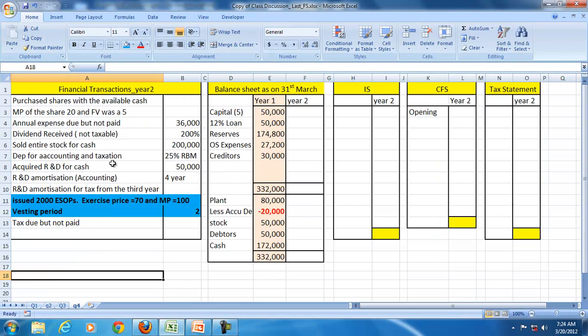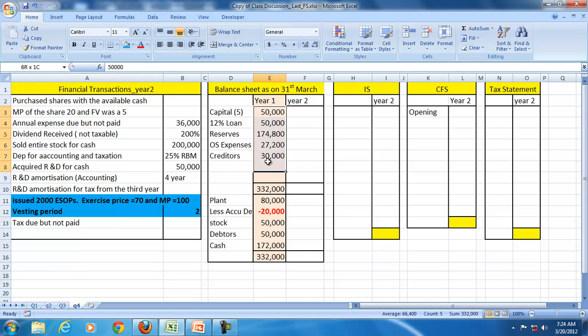So let us take a balance sheet of an existing company which has the usual items like sources and liabilities, equity and other liabilities, and some assets in the form of plant, stock, debtors and cash. The transactions during the year are given, and one of the transactions is the issue of the stock options. So let us first convert the transactions into the financial statements.